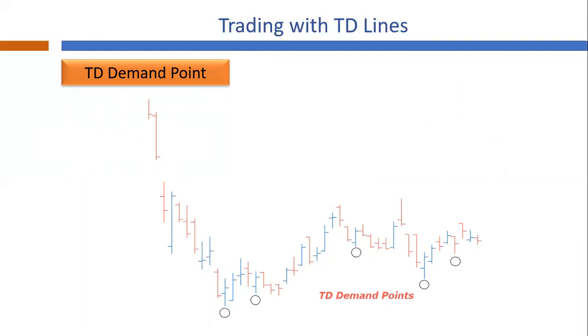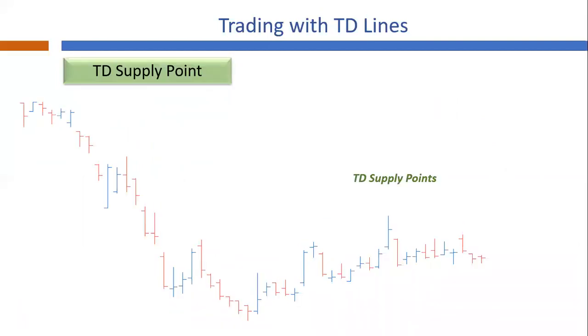In the same manner, we can identify the TD supply points as well. We can see that the high of the marked bar is higher than the high of the previous bar and the high of the next bar. Here is one more TD supply point. This way, we can identify various TD supply points on the chart.